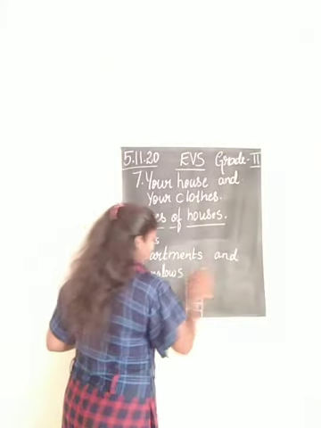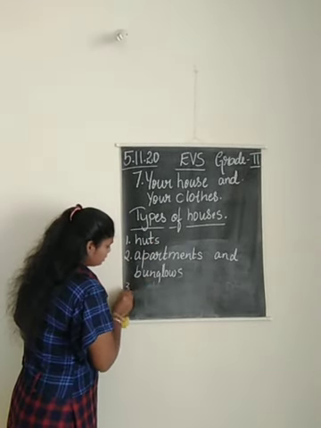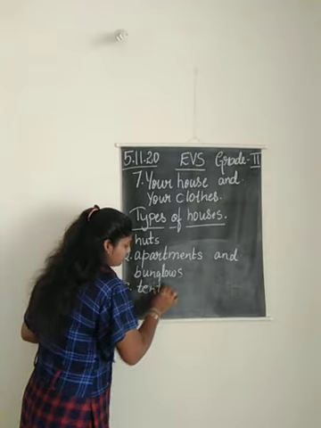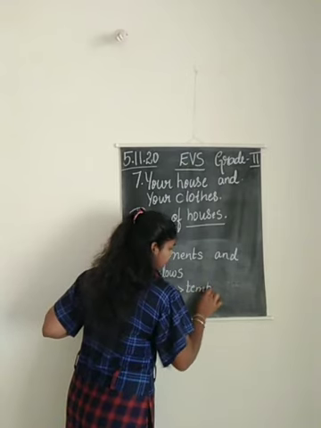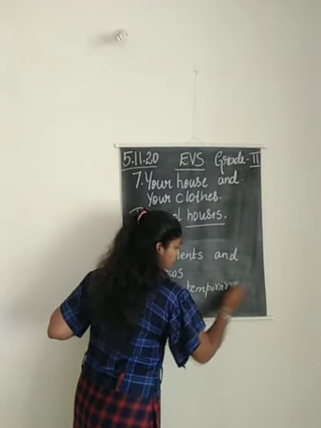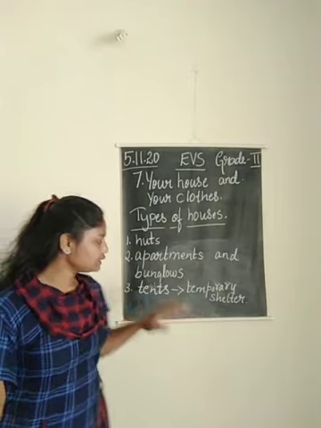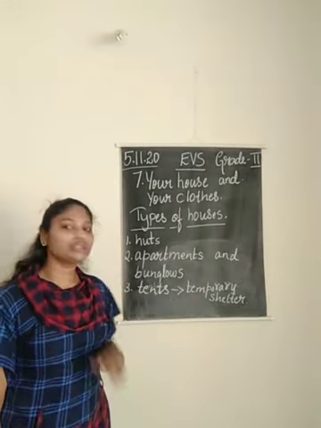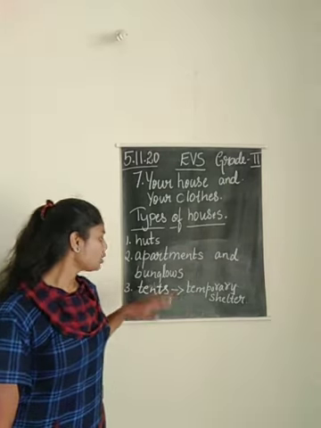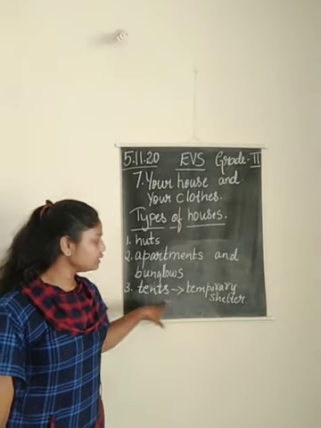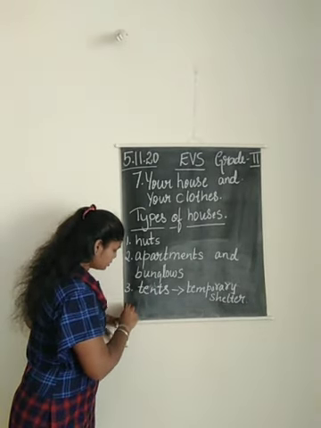The next one is tents. The third one is tents. Tents are temporary shelters which are made using canvas cloth or plastic. So plastic or canvas cloth will be used to make tents, and this is a temporary shelter. Understood?